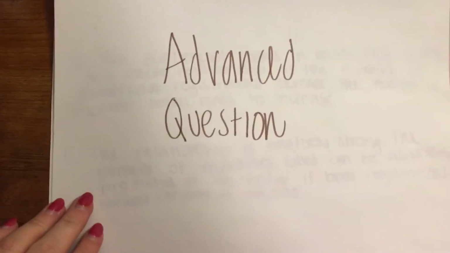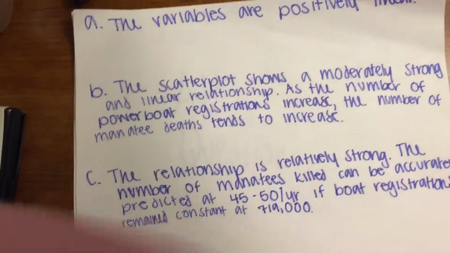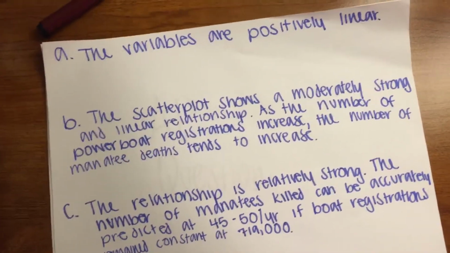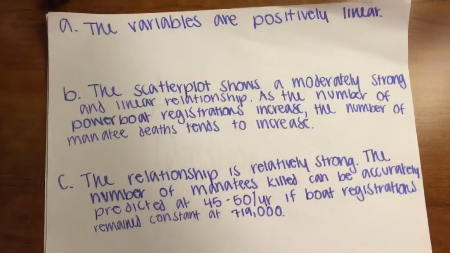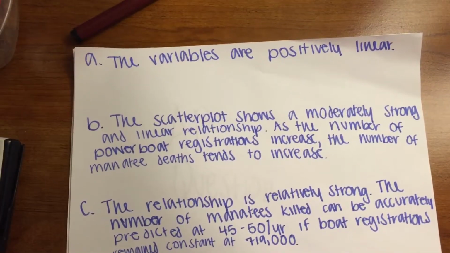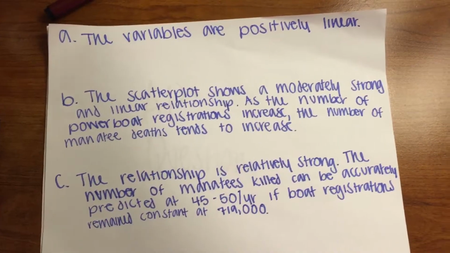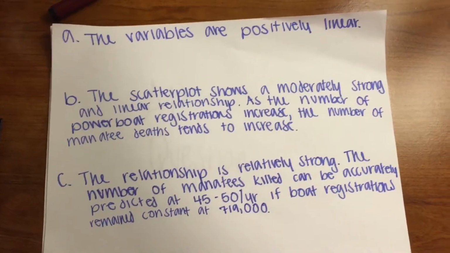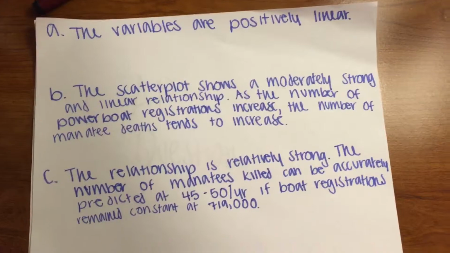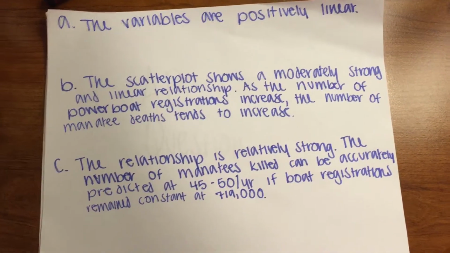The advanced question was about the relationship between the number of powerboat registrations and the number of manatees killed in Florida. For A, the variables are positively linear, and for B, the scatter plot shows a moderately strong and linear relationship. As the number of powerboat registrations increase, the number of manatee deaths tend to increase too.